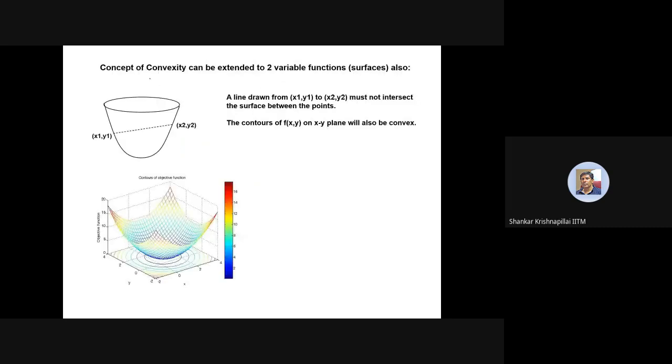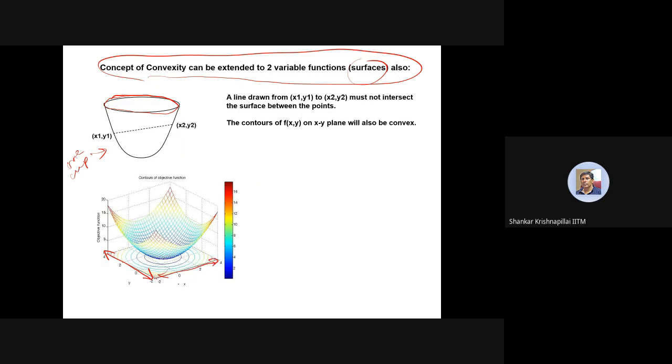Now next, the concept of convexity can be extended to two-variable functions. Their objective function will be a surface. You can see an objective function surface here. This has only one cup, one bulge, within the range of x1, y1 and x2, y2. This is the range of x, this is the range of y. It has only one cup within this range, so this is convex.